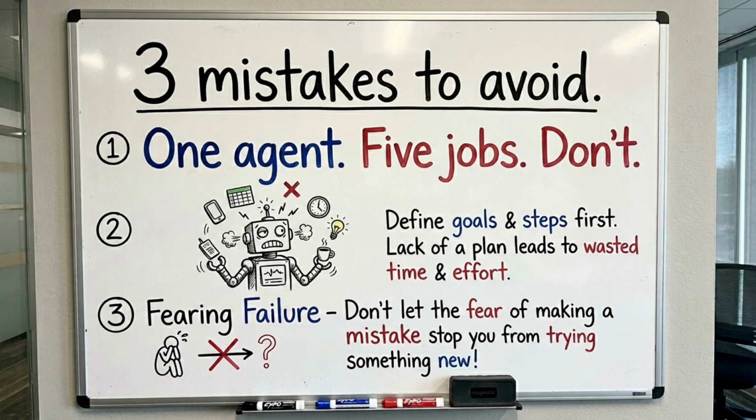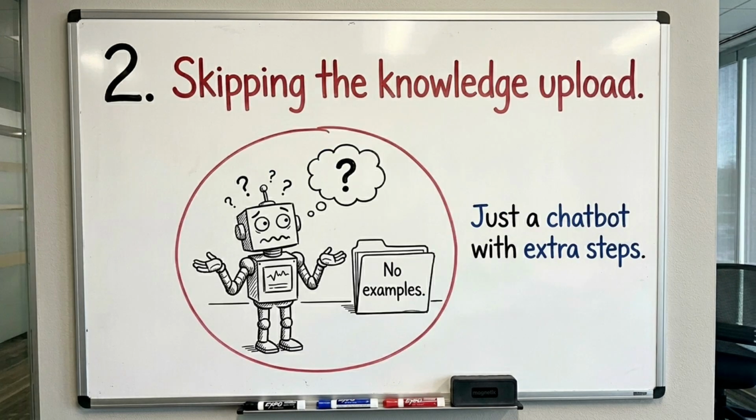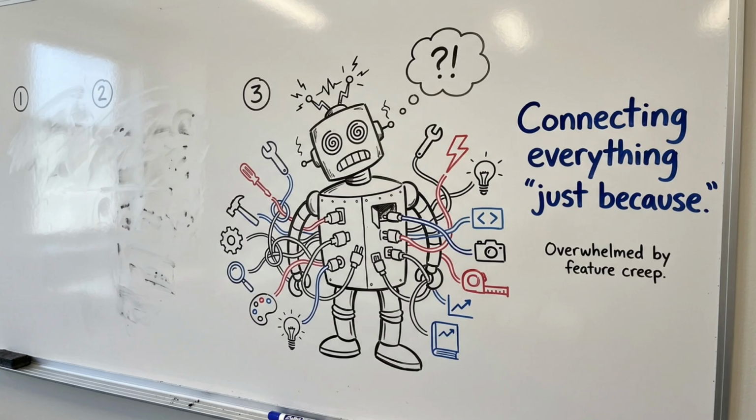Don't make one agent try to do 5 unrelated jobs. A research agent and an email writing agent should be separate. Specialized agents consistently outperform general ones. Don't skip the knowledge upload step. An agent with no examples is just a chatbot with extra steps. And don't connect every tool available just because you can. Only connect what the specific task actually needs. More access means more room for mistakes.